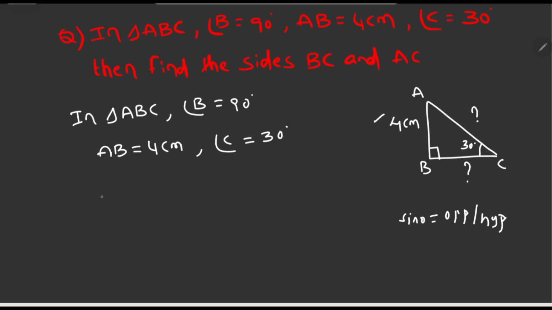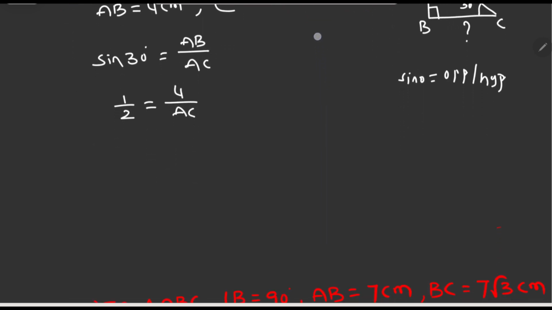So I am taking sin theta value. So what is the theta? 30 degree. So sin theta is equal to opposite side by hypotenuse value. So AC. Sin 30 degree, that is 1 by 2, is equal to AB. AB value 4. We don't know AC. So on cross multiplication, what is the AC value there? AC is equal to 2 into 4, 8 centimeter. Okay.